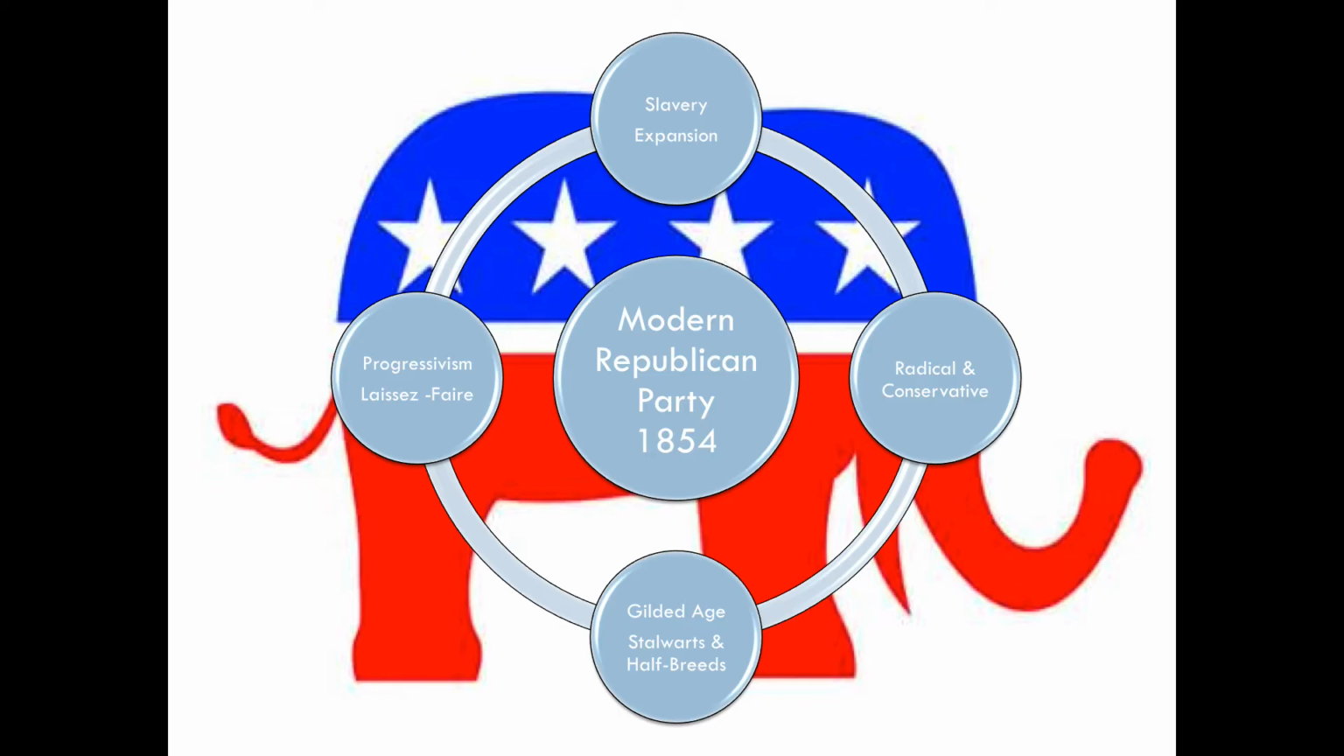Remember, the whole issue with these Republicans is the party patronage spoils system. Stalwarts love it. They like all the favors. They like being able to control the political machinery. The Half-Breeds, they're a smaller faction. They don't necessarily want to get rid of it, but they want to reform it.